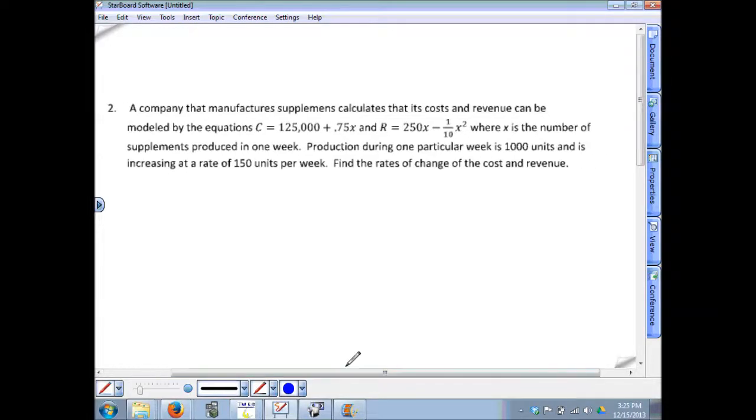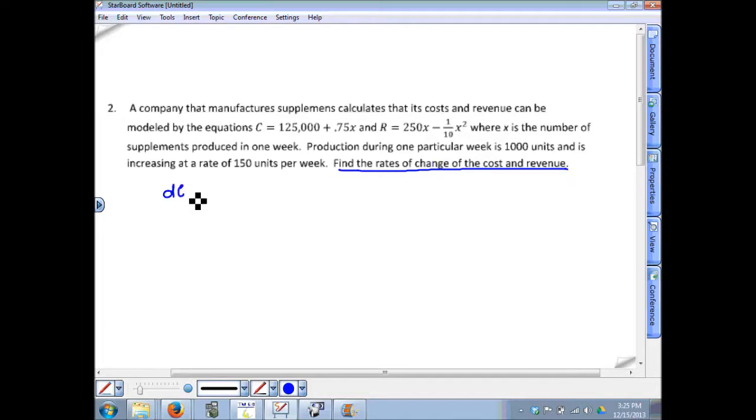Okay, question 2 is asking us to find the rates of change of cost and revenue. This is another application of the derivative. The derivative can either be a function that allows you to find the slope of a tangent line, or it can describe a rate of change. So find the rates of change of the cost.